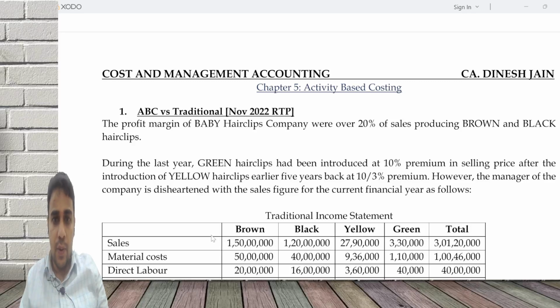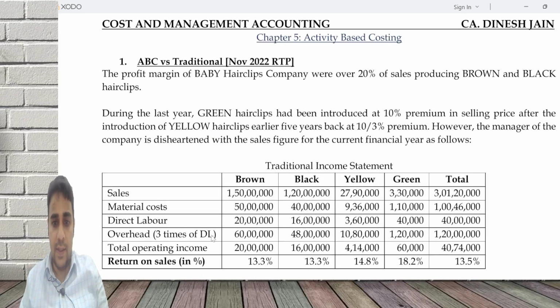Okay, let's now go to the additional questions in activity based costing. I think it's a very good question and slightly a lengthier question. Profit margin of a baby hair clips company was over 20% of sales, producing brown and black hair clips. During the last year, green has been introduced at a 10% premium in price, and yellow was introduced 5 years back at a 3% premium.